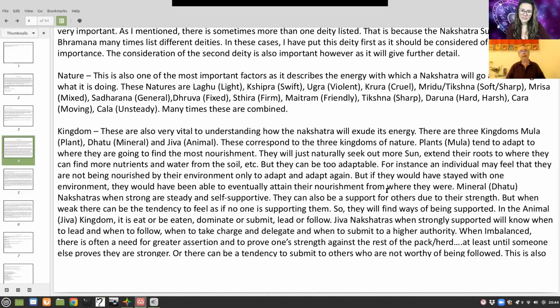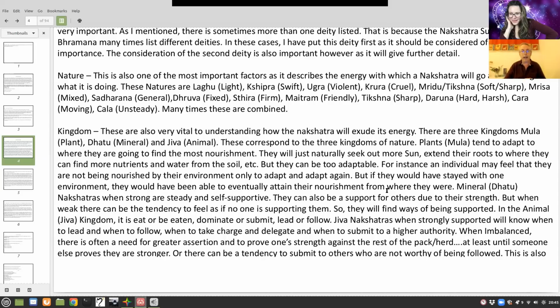Let's start with the Jiva kingdom, because that one's a lot of fun. So what's the animal kingdom all about? What's the law of the jungle? That's what I always ask people with the Jiva Nakshatras. The law of the jungle is eat or be eaten, dominate or submit, lead or follow, right? And so that's the Jiva Nakshatra approach. Generally, Jiva Nakshatras are needing to learn lessons about assertiveness, right? When to be assertive, when to be more passive, and how to find that appropriate balance.